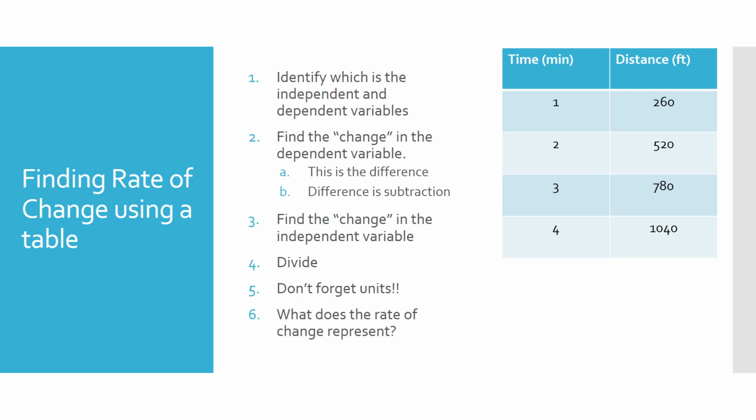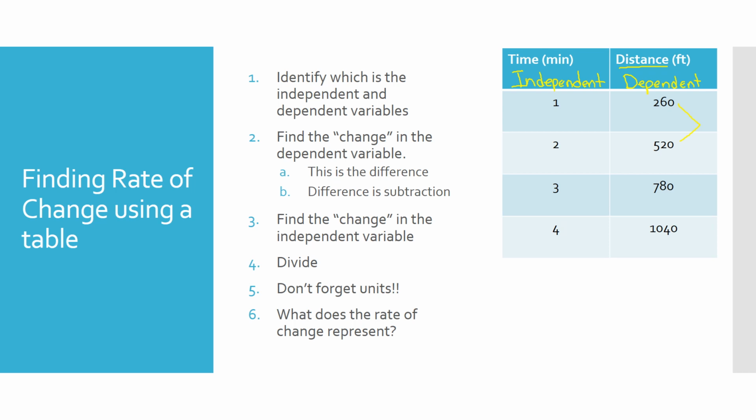So the first one tells us to identify which is our independent and dependent variable. Since chain distance is being affected by the time, time is my independent variable, and distance is my dependent. Okay, then it says find the change in the dependent variable. So what we're doing is we're finding the difference between these two terms.